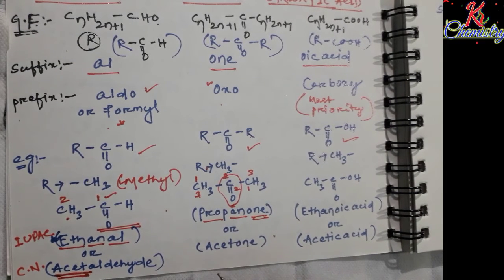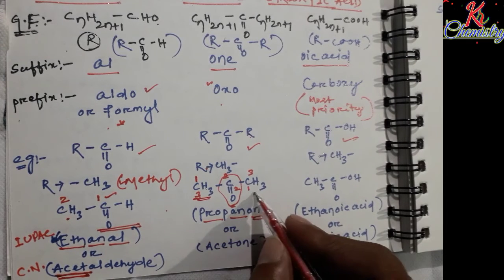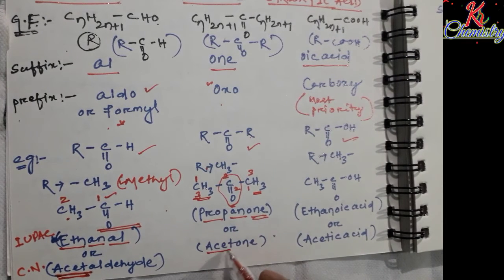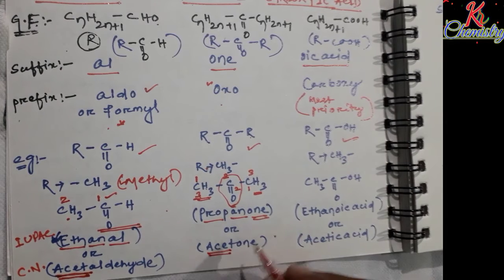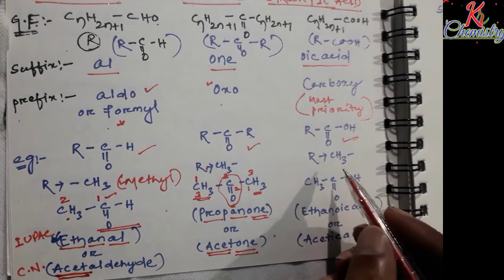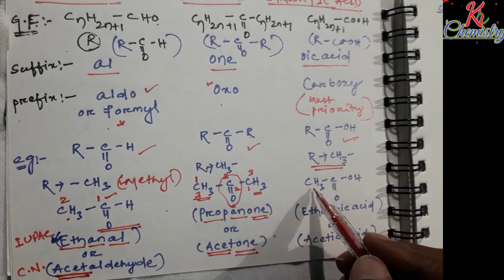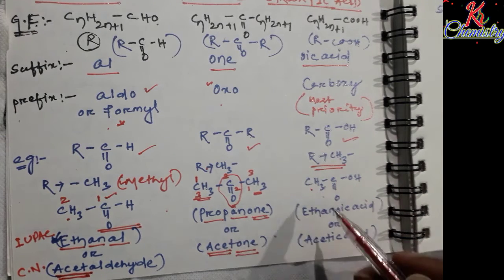Likewise, the prefix: there are two carbon atoms on both sides of the functional group. So acetone is the common name, and here ketone is the functional group. So the name is acetone.